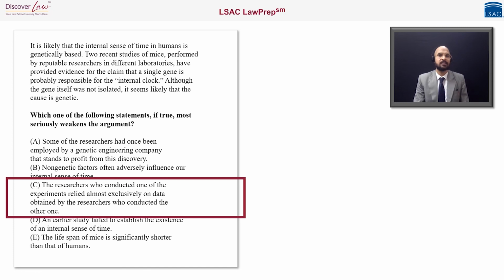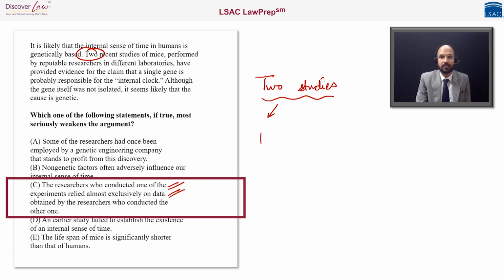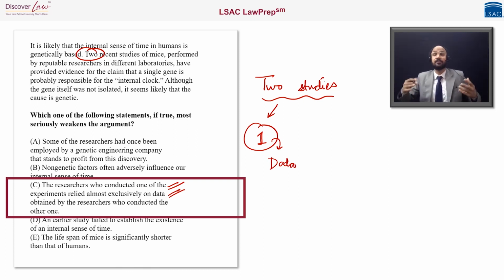Option C reads that the researchers who conducted one of the experiments relied almost exclusively on the data obtained by the researchers who conducted the other one. So you see, it spoke of 2 studies, 2 experiments, and I said that this also could be one of the ways in which you attack it. So you had 2 studies, but it turns out that one of these researchers obtained a certain kind of data. Now, why do you want a second one? What is the significance of a second study? A second study means someone independently assessed the same thing and they also found that out.